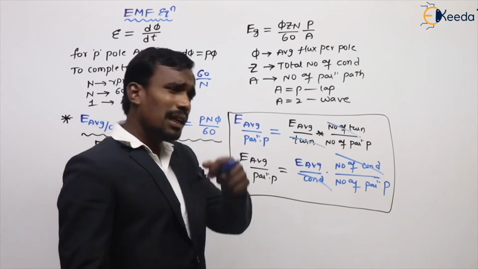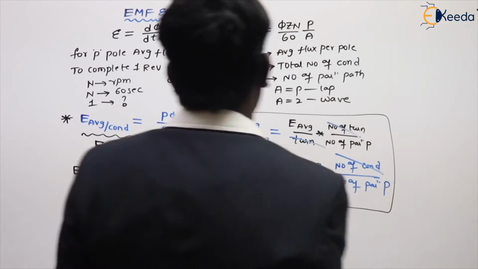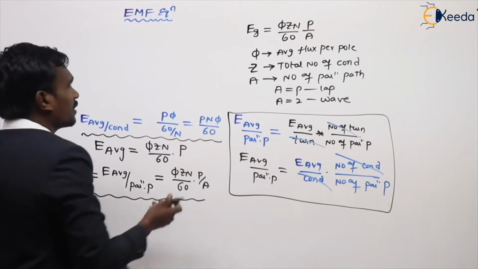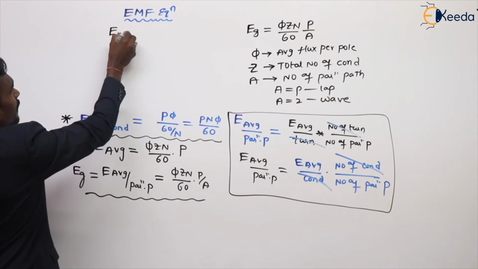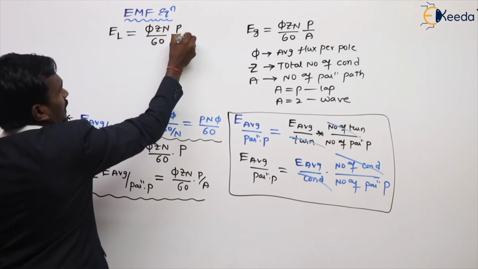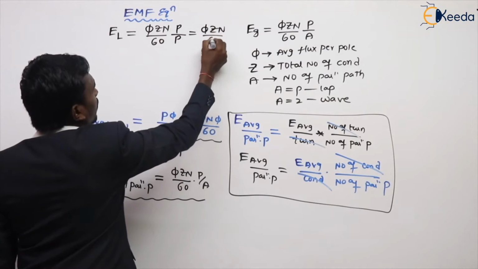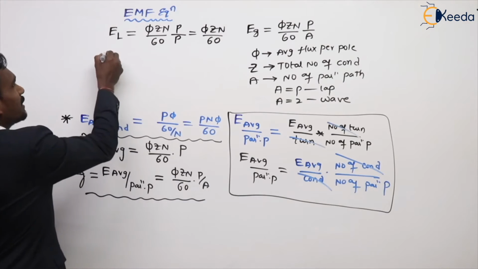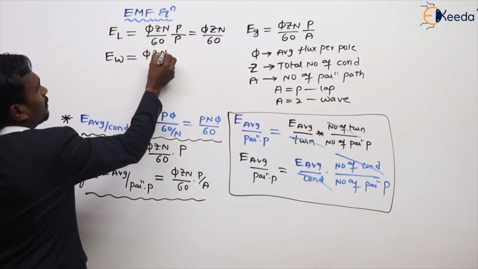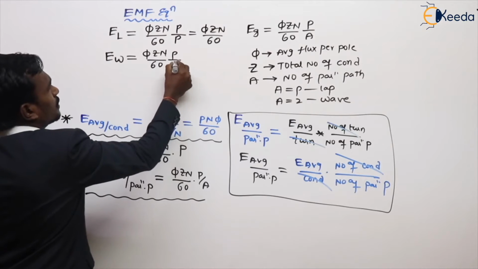Let's see here. For example, they will ask you a question. What is the EMF equation for lap winding? Very simple. The EMF equation of lap winding is phi Z N by 60 and P by A. A is equal to P. So the answer is phi Z N by 60 for lap winding. What is the EMF equation for wave winding? For wave winding it is phi Z N by 60 P by A, where A is equal to 2. This is for wave winding.